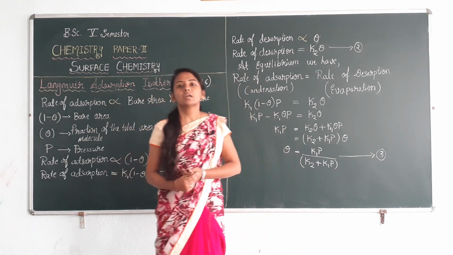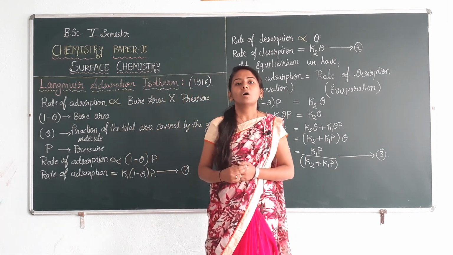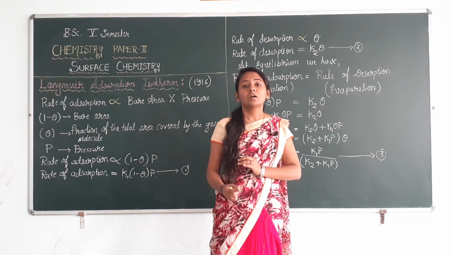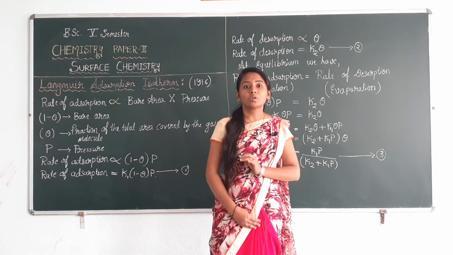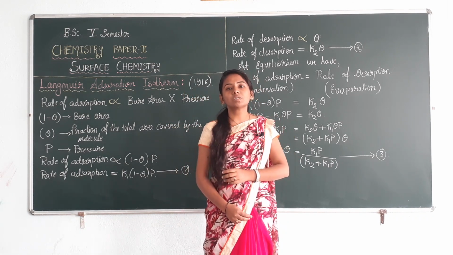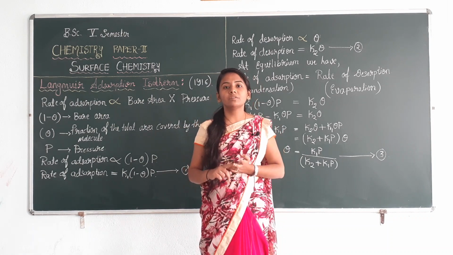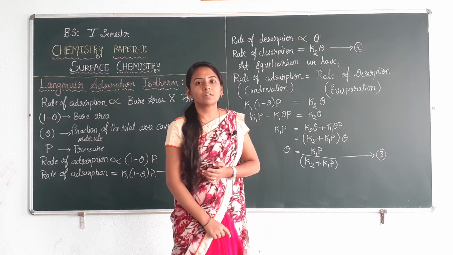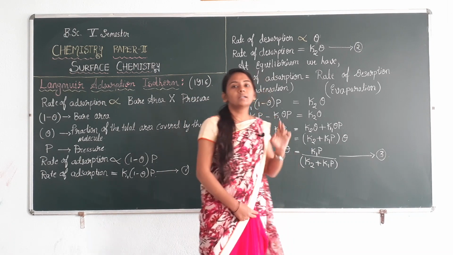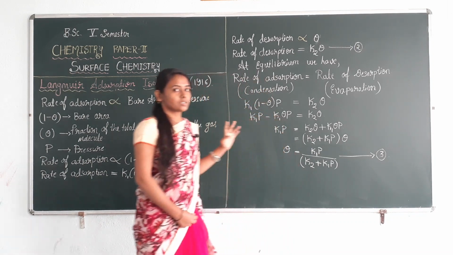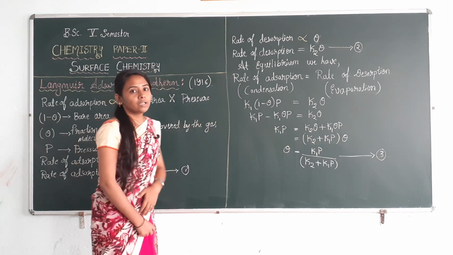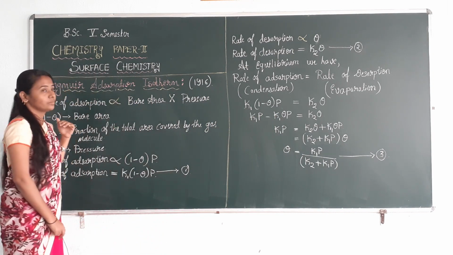The first assumption is that the adsorbed molecules on the surface are of unimolecular thickness. The second is that adsorption is a dynamic process, which consists of two opposing processes: first, condensation of the molecules on the surface of the solid, and second, evaporation of the molecules from the surface of the solid. The third assumption is that condensation and evaporation are in equilibrium. Let us start the derivation of the Langmuir adsorption isotherm.